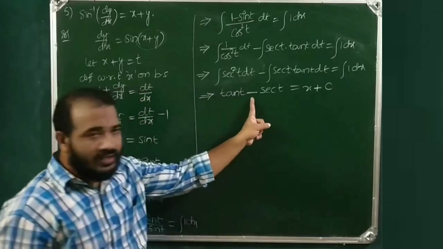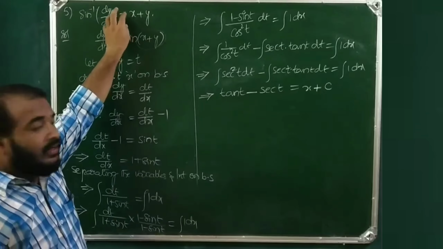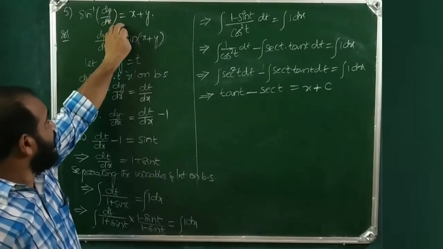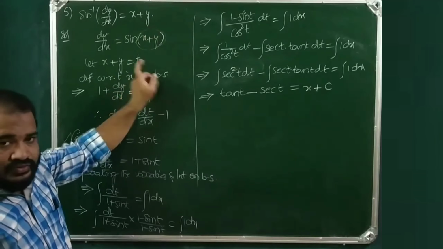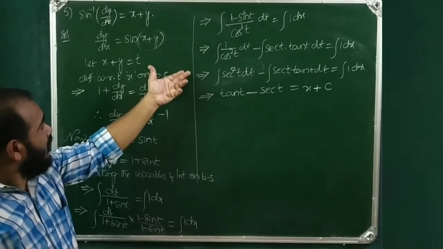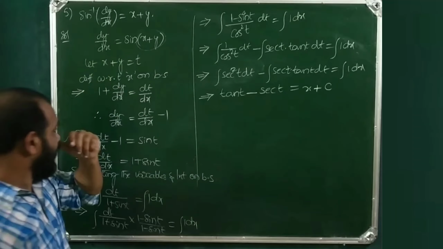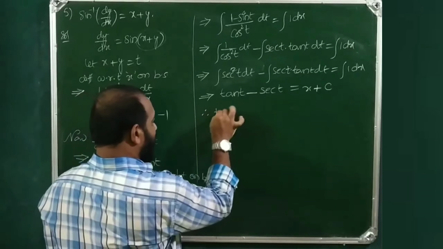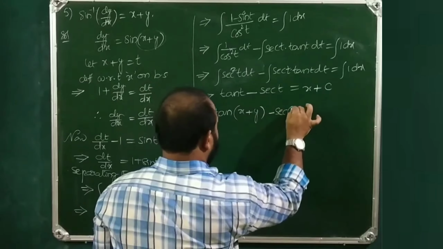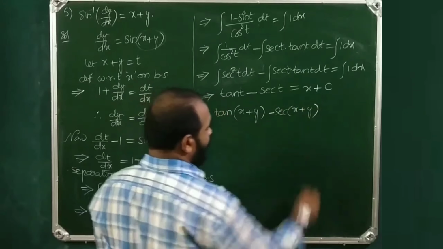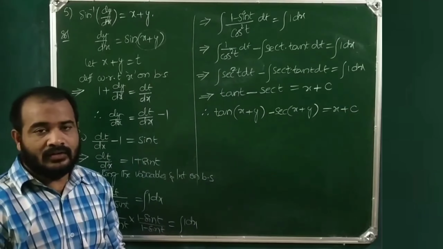But we should not leave the answer like this, because the given equation is in terms of x and y. For our convenience, we have taken it to be t. So we substitute t back with the given x plus y. Therefore, it is tan of (x plus y) minus secant of (x plus y) equals x plus c, which is the required general solution.